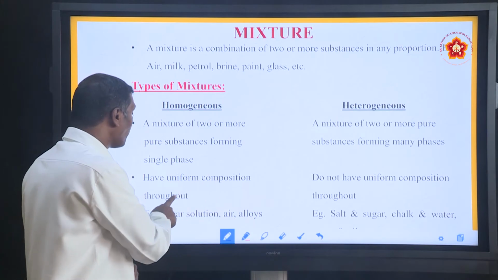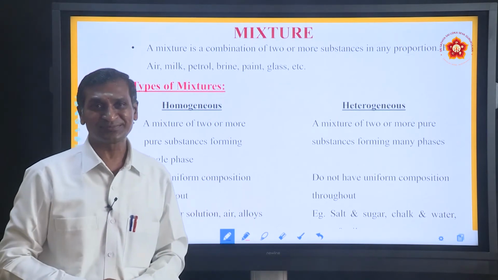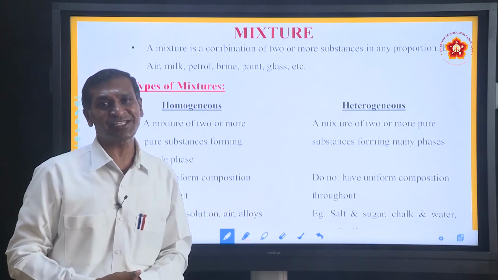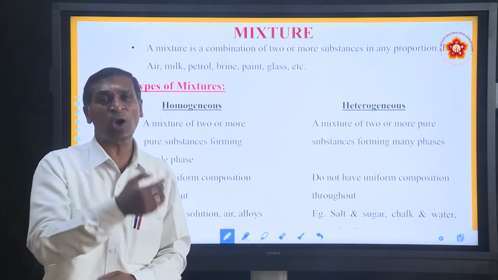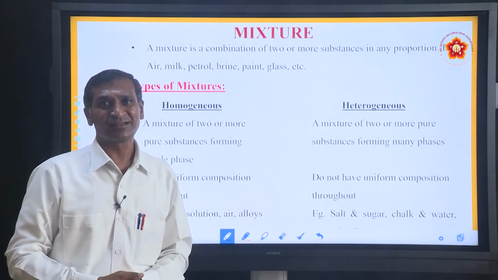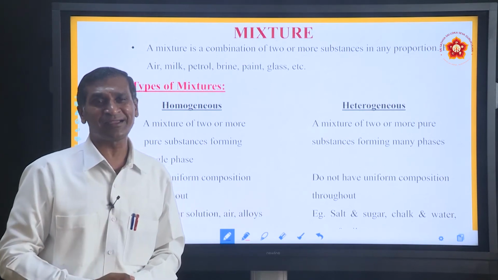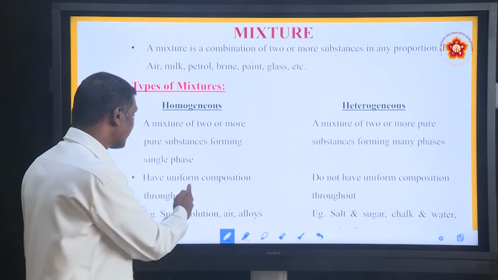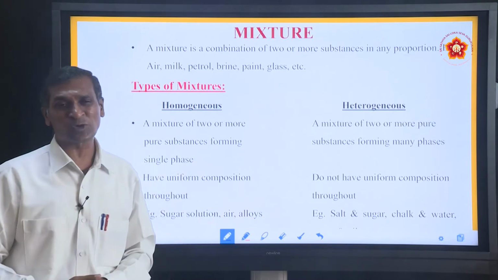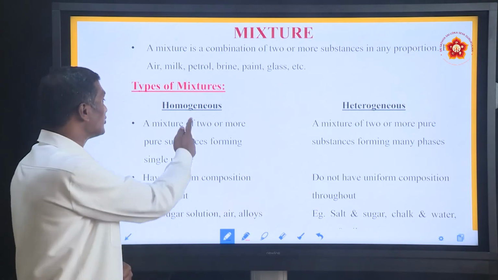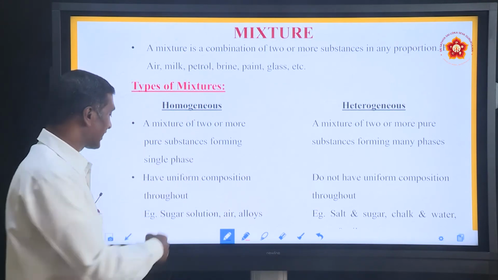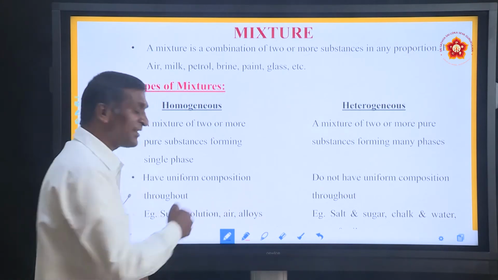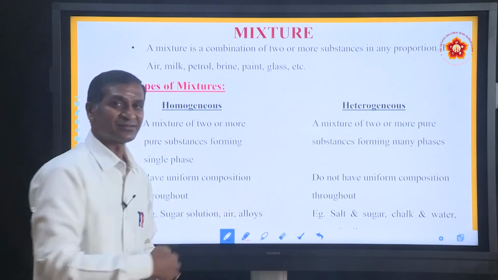It has uniform composition throughout. Throughout that solution which we have taken, which has salt and water, we can't identify where the salt is and where the water is. Throughout, we have a uniform composition in a homogeneous mixture. Examples: sugar solution, air, alloys.